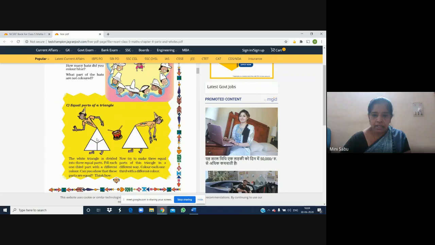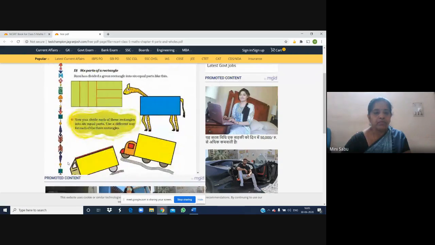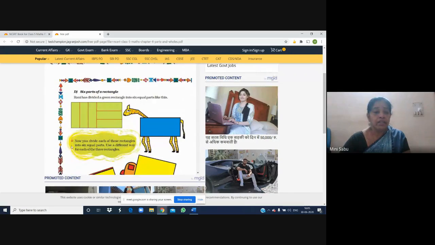Okay, then here another girl is also there. Now try to make 3 equal parts of this triangle in a different way. Don't follow this way. You have to cut this triangle into 3 equal parts in a different way and color each 1/3 with a different color, and do it. This you have to do in your book. Okay, now again question number D.